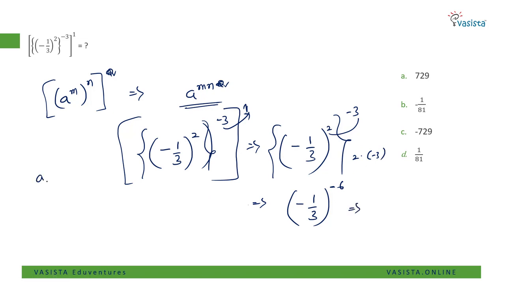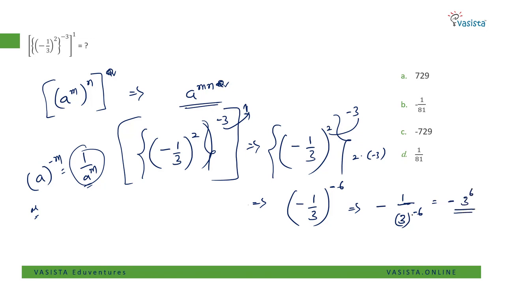Now a to the power of minus m can be rewritten as 1 by a to the power of m. This is one rule here, so I can do it like this. This is going to be minus 1 by 3 to the power of minus 6, which is nothing but minus 3 to the power of 6, because it is a negative power here. So now we got minus 3 to the power of 6.